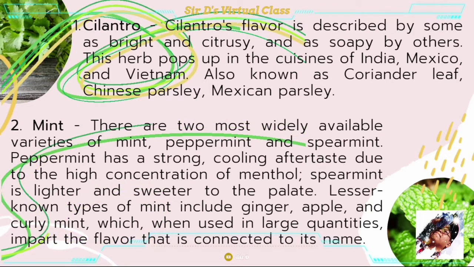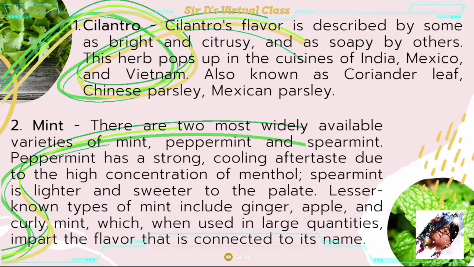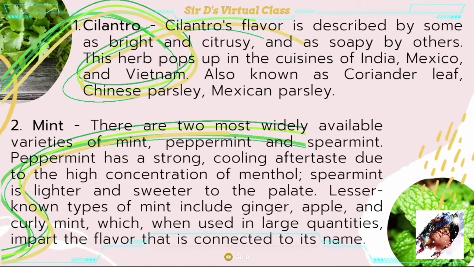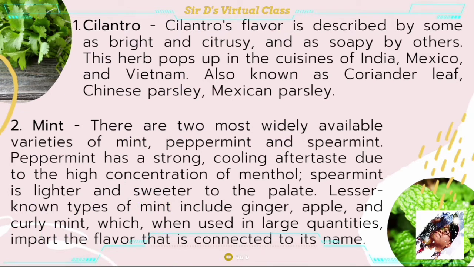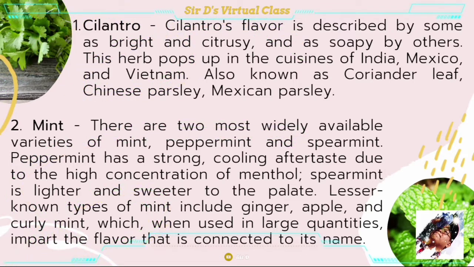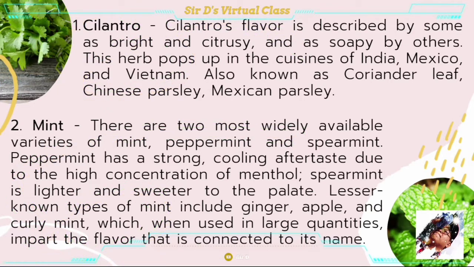Next we have the mint. There are two most widely available varieties of mint. You have your peppermint and the spearmint. Peppermint has a strong cooling aftertaste due to the high concentration of menthol. Spearmint, on the other hand, is lighter and sweeter to the palate. Lesser known types of mint include ginger, apple, and curly mint, which when used in large quantities impart the flavor that is connected to its name.